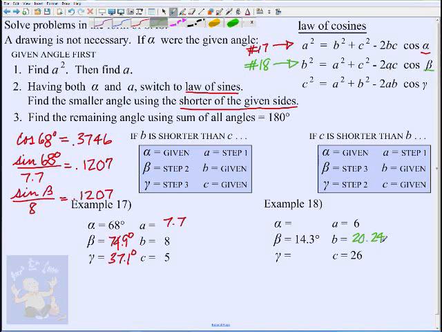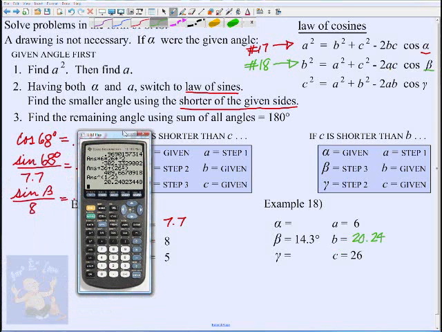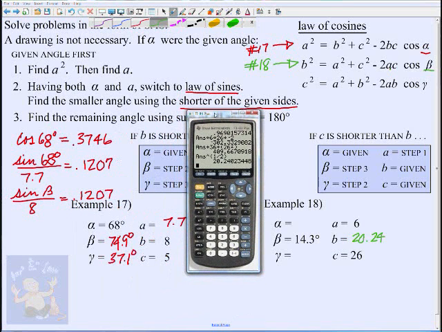All right. So I get b is equal to 20.24. I'm not going to round it because I'm afraid if I round it, especially when you're dealing with small angles, I might throw my angle measures off too much. Be careful about rounding. So I'm going to do the law of sines now, which will be the sine of 14.3 divided by this side, which is 20.24. So my ratio is 0.0122.